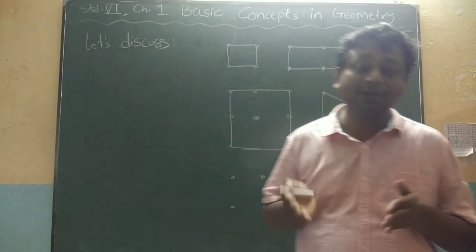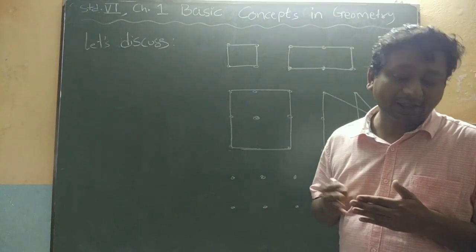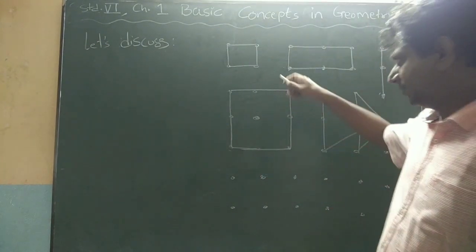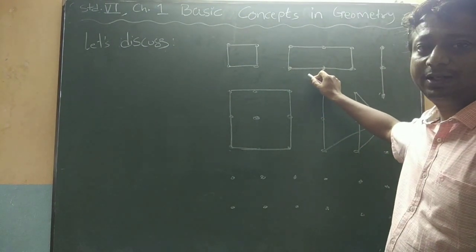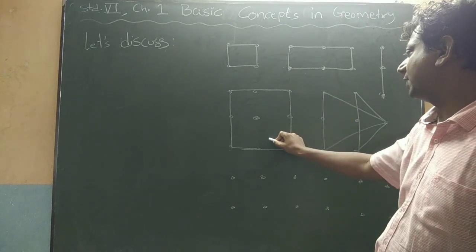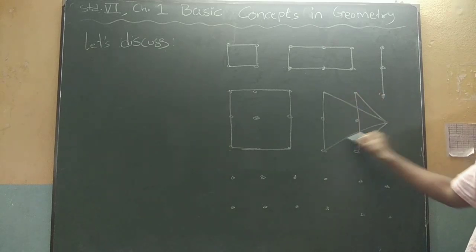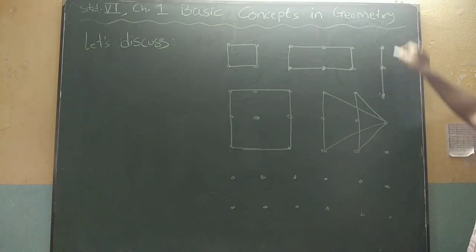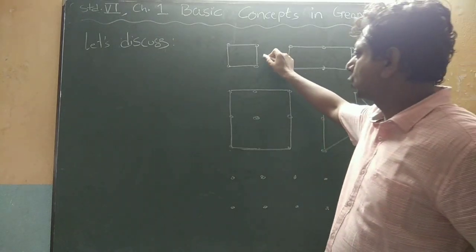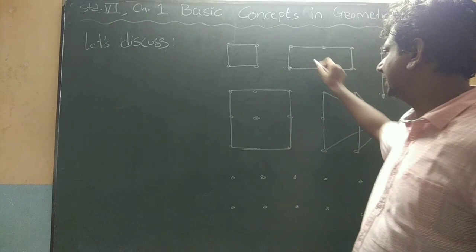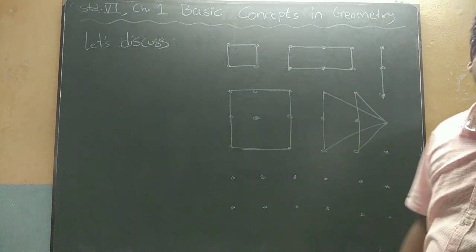Okay. The fourth question asked here is, name the different shapes you see in the rangoli. Now here can you see the shapes? This is a square. What is this? This is a rectangle. Again a square. Can you see one triangle here? There are two triangles. You can see one straight line here. So there are various shapes here. One is square, one is rectangle, one is triangle, and one is a straight line.